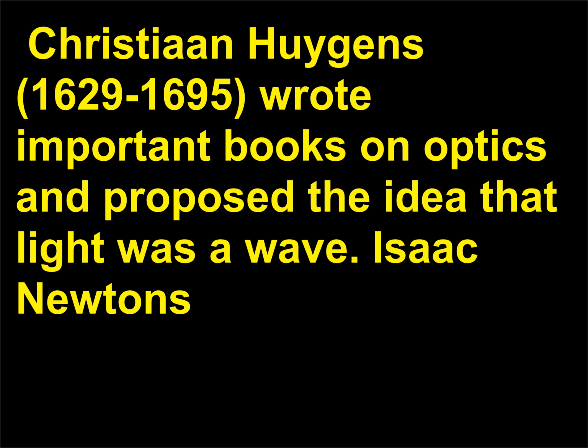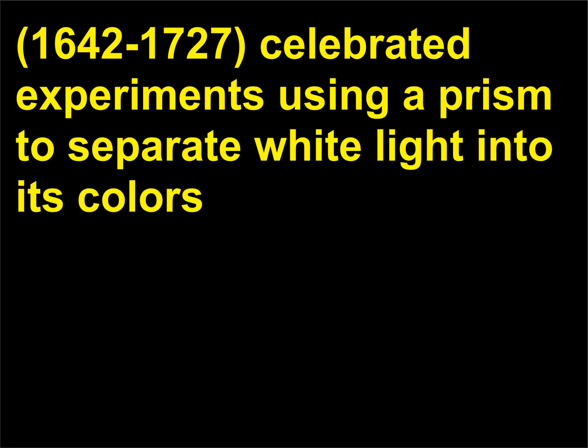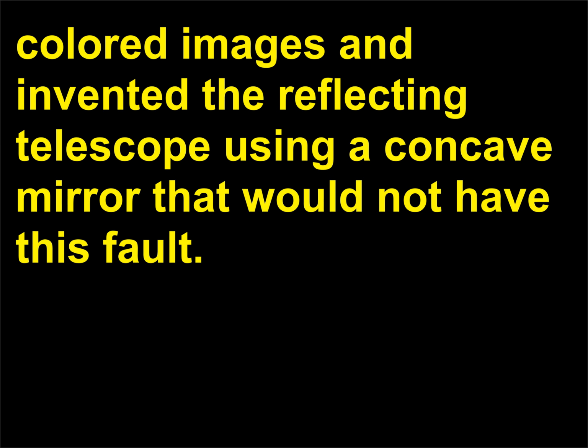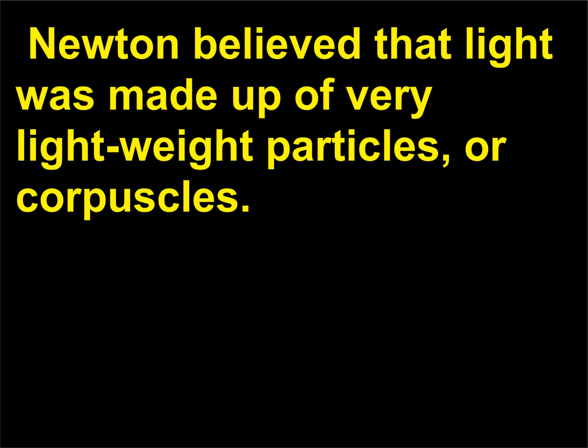Christian Huygens, 1629 to 1695, wrote important books on optics and proposed the idea that light was a wave. Isaac Newton's, 1642 to 1727, celebrated experiments using a prism to separate white light into its colors, led to Newton's theory of colors published in 1672. He recognized that telescope lenses would cause colored images and invented the reflecting telescope using a concave mirror that would not have this fault. Newton believed that light was made up of very lightweight particles, or corpuscles.